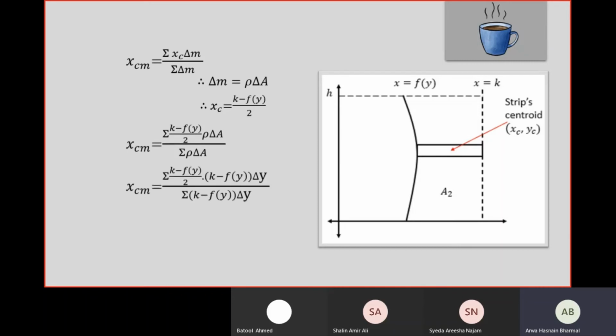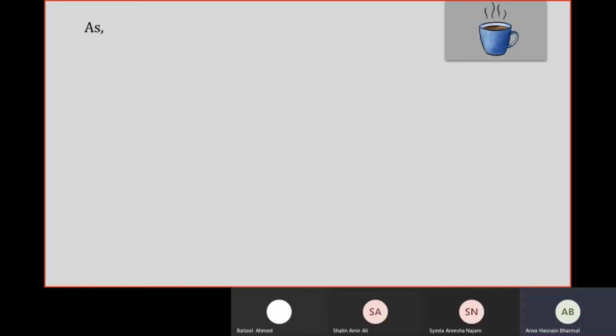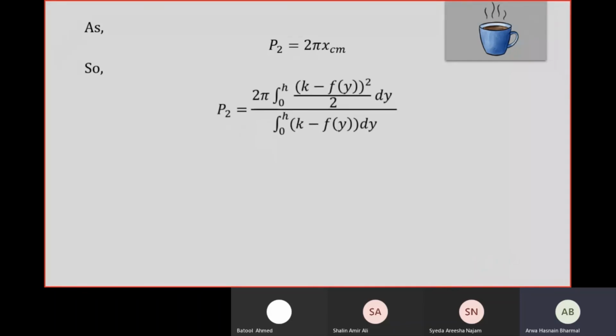Then we substitute all these values. We substitute the value of delta A, which is k minus f(y), the length of the strip, times delta y, the breadth of the strip. And then we get this value of the x-coordinate of the centroid. We substitute this value in the equation of the perimeter, and then we get this equation of the perimeter.